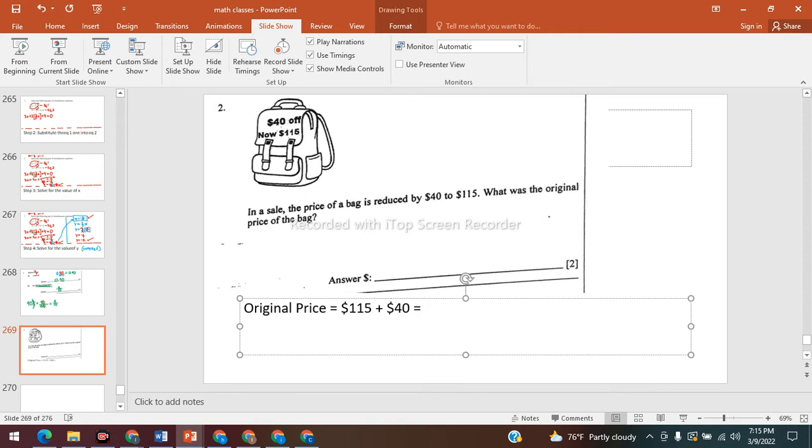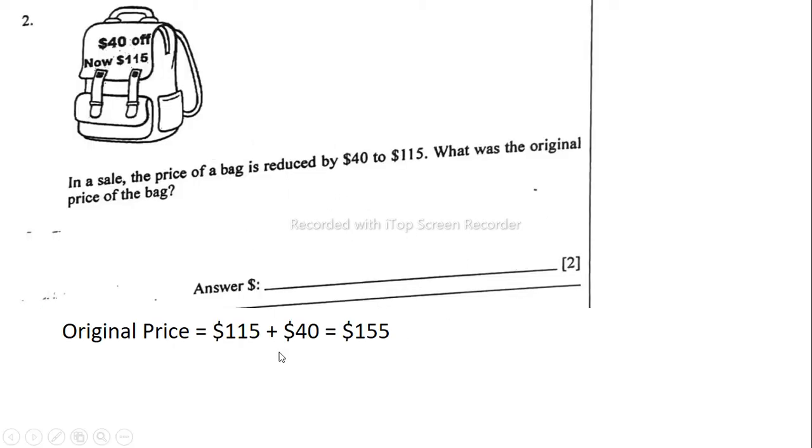And it makes sense because if we take away 40 from 155, we get what? 115. We get 115. Okay, so the original price is going to be 155. So make sure to read the question carefully.